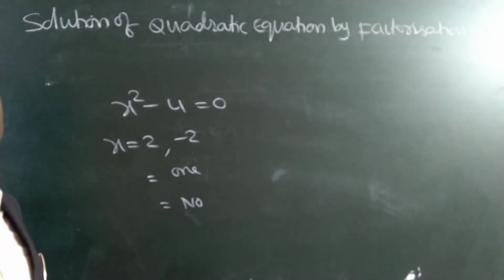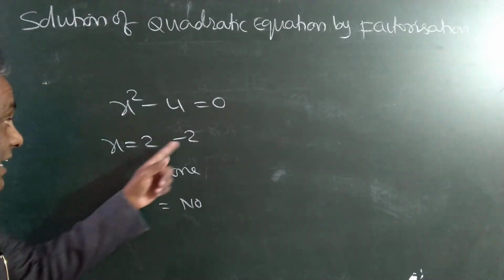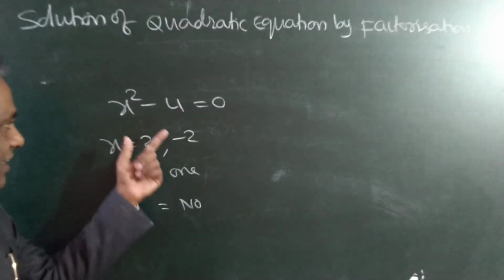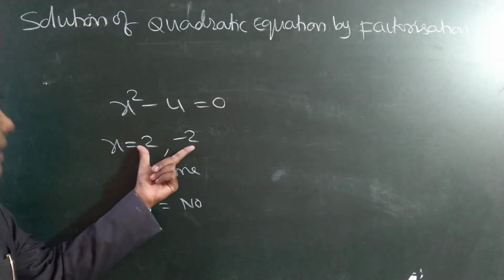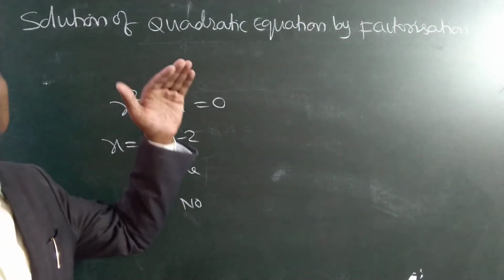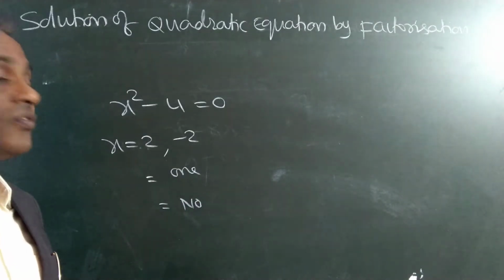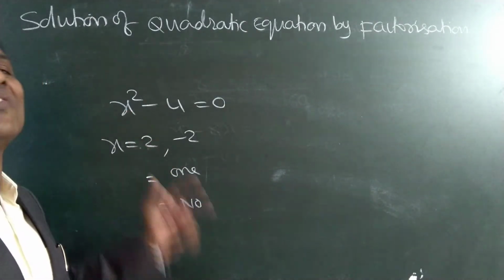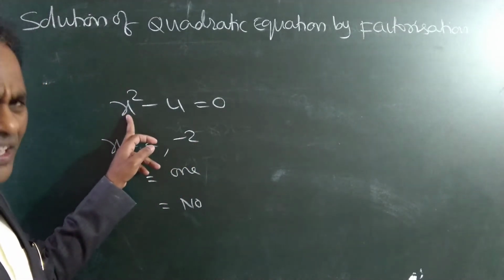Sometimes no answer will be there. That means there is no solution. Finding these x values, if an equation is given, is called solving the equation. Solution means solving. Solving means what? Solve means finding the value of the variable. Here x is the variable.